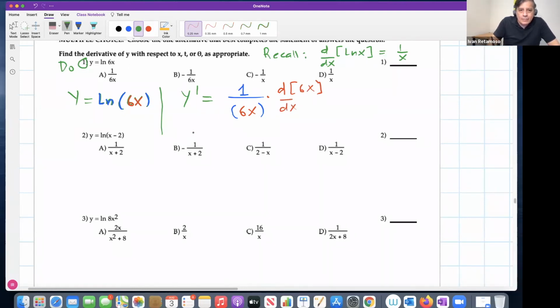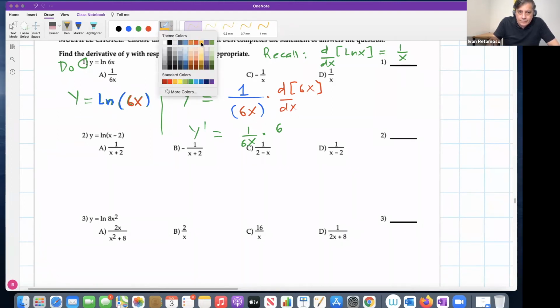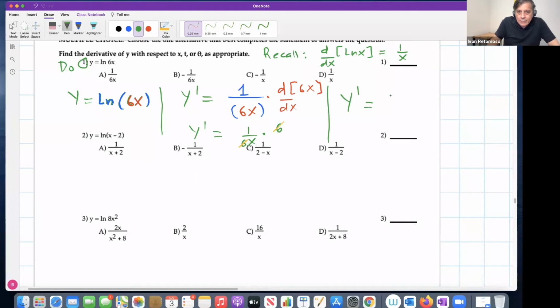But here comes a surprise, right? This is 1 over 6x. Derivative of 6x is 6, right? The number 6 will cancel the number 6 on the bottom. So bottom line, believe it or not, guys, this derivative is just equal to still 1 over x, okay? Still. So we're talking about this guy.